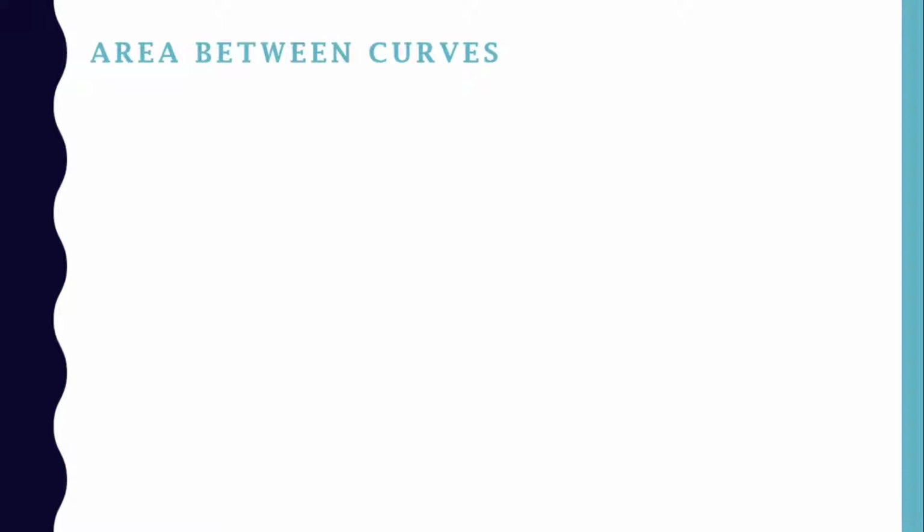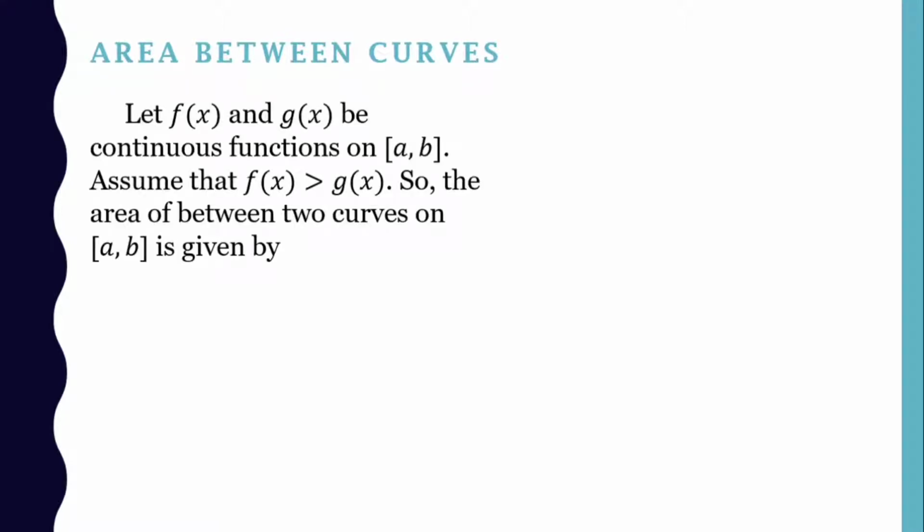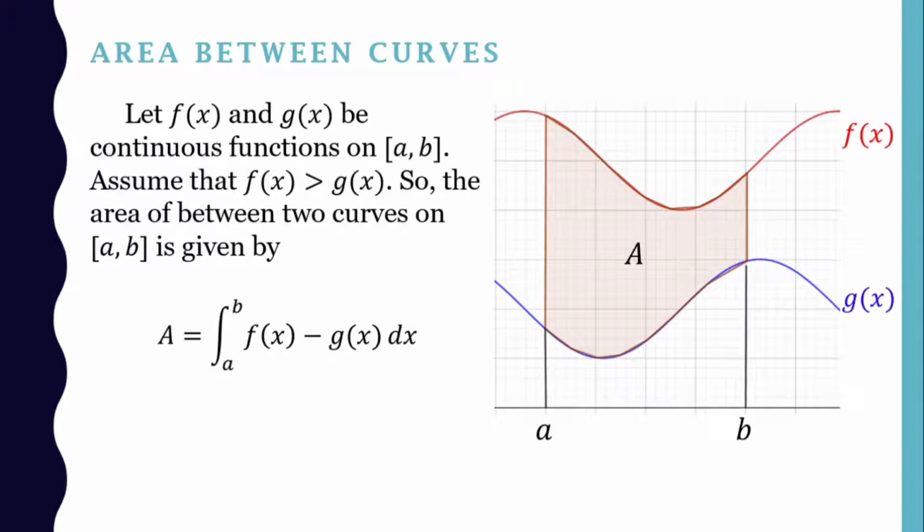So, what do we mean when we say area between curves? For example, if we have the functions f of x and g of x, which are both continuous on the given interval [a, b], and we assume that f of x is greater than g of x, then the area between the two curves on the interval is given by area equals the integral of f of x minus g of x dx from a to b. Now, the graph would look like this.